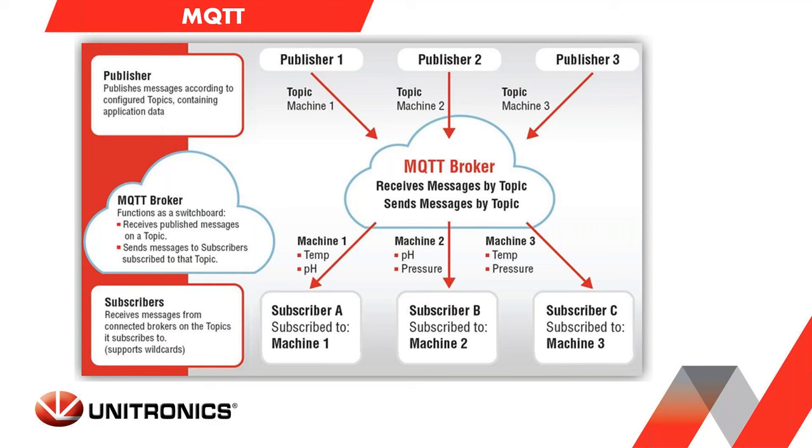MQTT, or Message Queuing Telemetry Transport, works off a publish-subscribe structure with information disseminating from the publisher down to the subscribers through a broker over a TCP/IP connection. So a publisher is sending messages according to topics to specific brokers. The broker itself acts as a switchboard, accepting messages from publishers on specific topics and sending them to the subscribers of those topics. This is a common protocol for communicating with SCADA systems as well as IIoT devices. And the Unistream can act as both the publisher or the subscriber. However, a third-party broker will still need to be established.